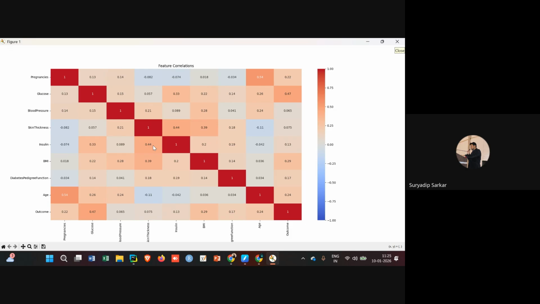Maybe there is some relation, we don't know. And then again, we have 0.39 here for BMI with respect to skin thickness. Again, something to take note of. Okay. However, personally, I don't think all these correlations are too high for you to actually keep one of these variables and remove the other.